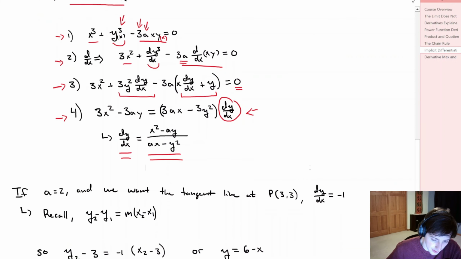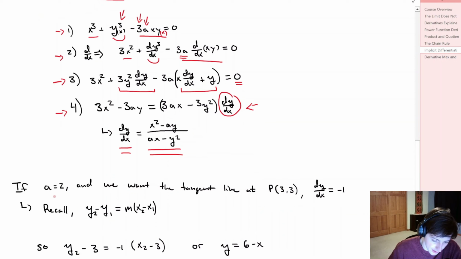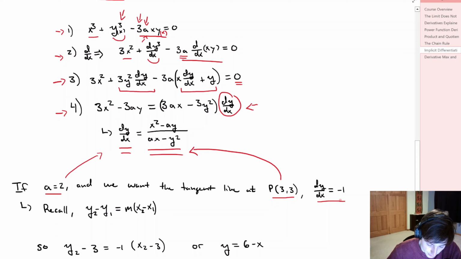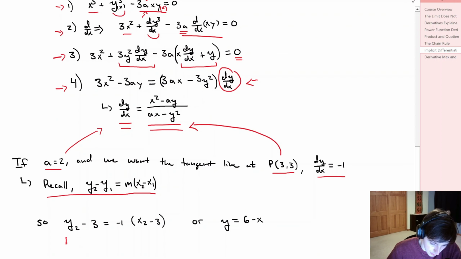Now if we want to consider plugging in some values, so let's say that a is equal to 2. Again, that a is just up here, it's a constant, and we want to know the tangent line at some point. That point is going to be 3, 3. So if we plug all of these values into this equation right here, we get that the slope is equal to minus 1, and then recall our point slope form from some of the earlier videos in this course. So we just plug in the respective values, and what we get is that the equation for the line that's tangent at this point is equal to 6 minus x.